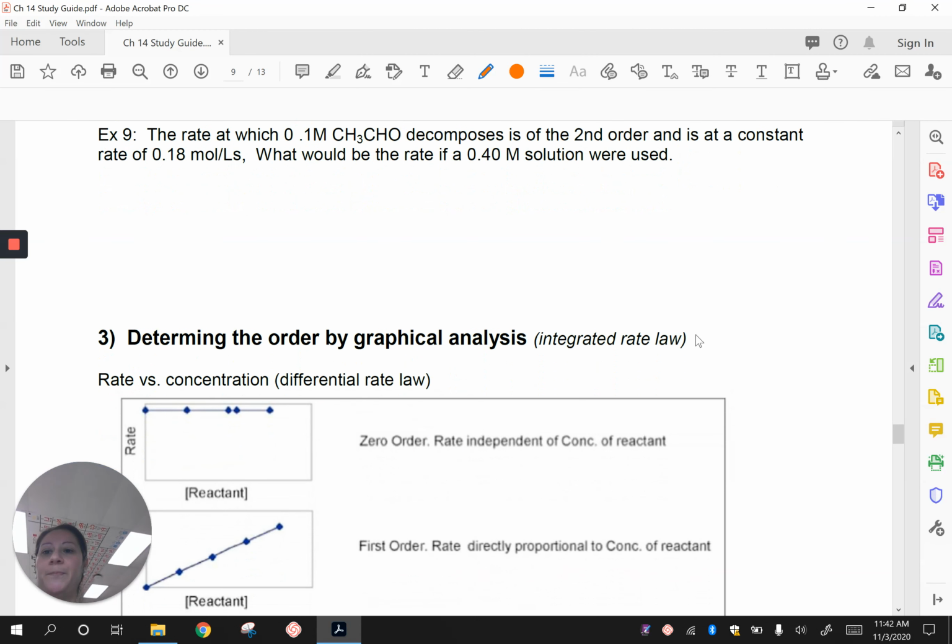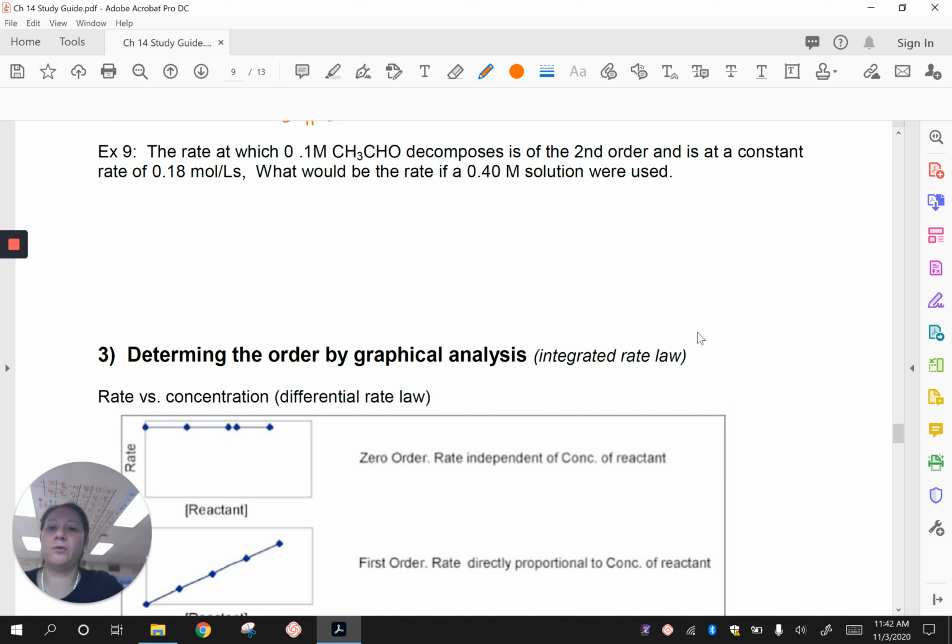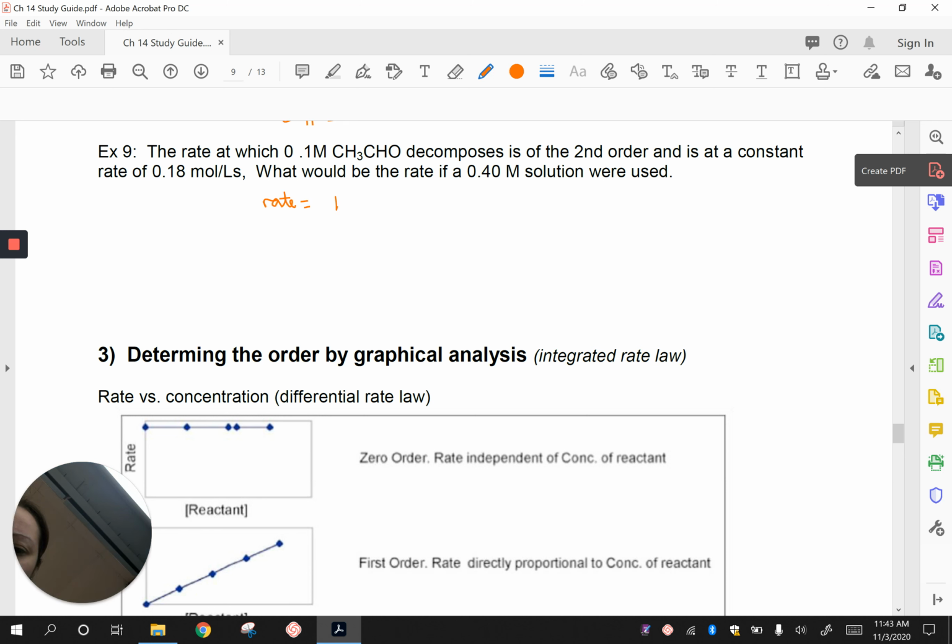Let's do one more problem. It says the rate at which 0.1 molar CH3CHO decomposes is of the second order and is at a constant rate of 0.18 molar per second. What would be the rate if a 0.40 molar solution were used? So let's think about this. I'm given that it is second order. So automatically I can say, well, the rate is equal to K times the concentration of my reactant, squared.